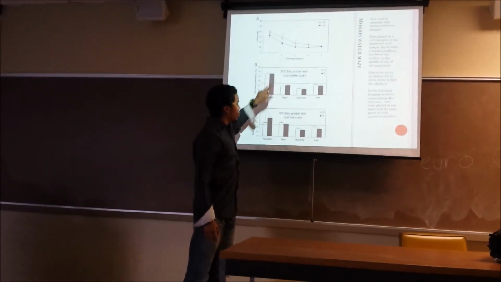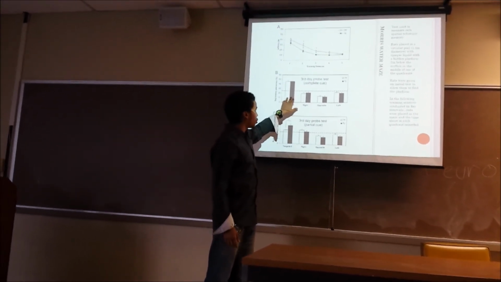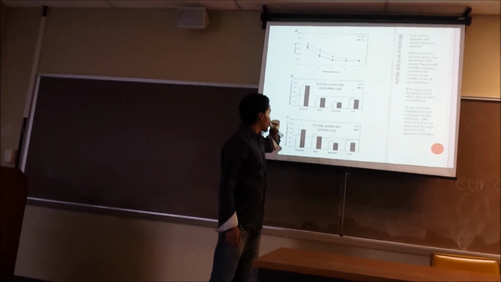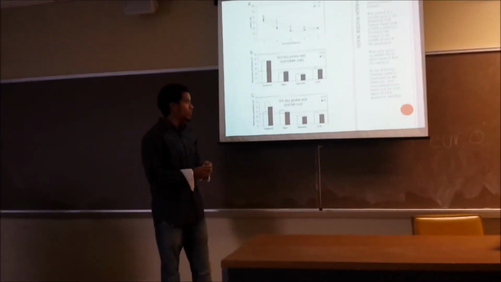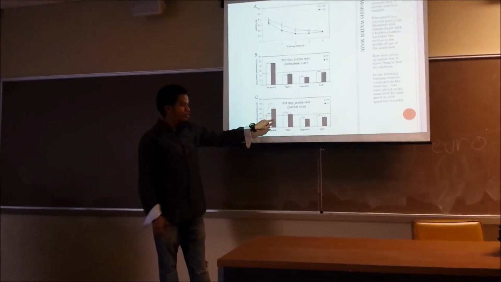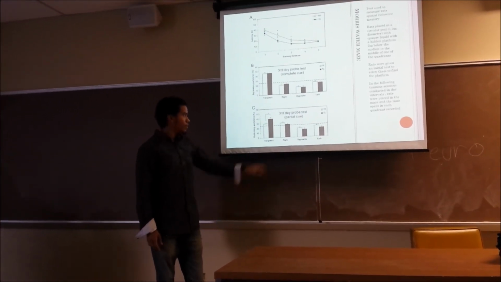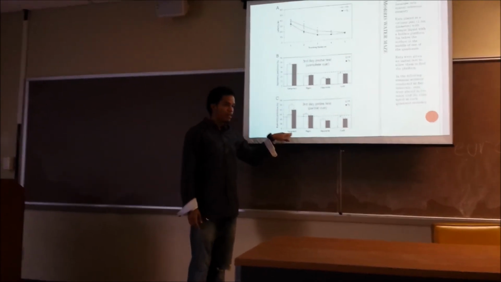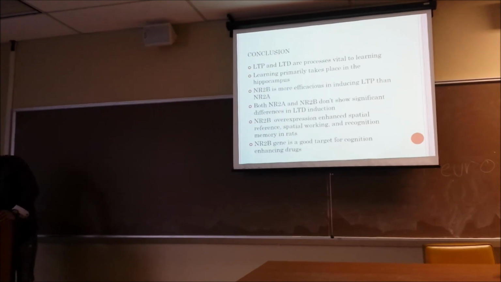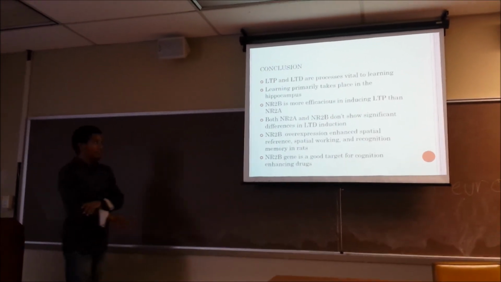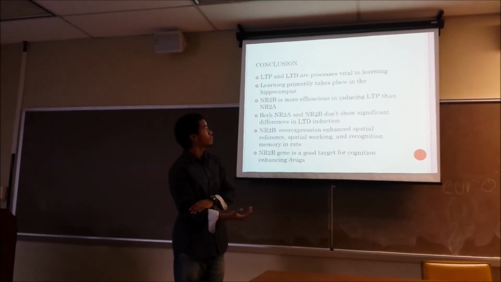They noticed that both the transgenic and the wild type, when there are full cue conditions, both spend most time in the targeted quadrant. But when there are only partial cues, only some of the cues were there, the transgenic rats spent significantly more time in the quadrant that contained the platform than the wild type. So in conclusion, LTP and LTD are processes vital to learning.